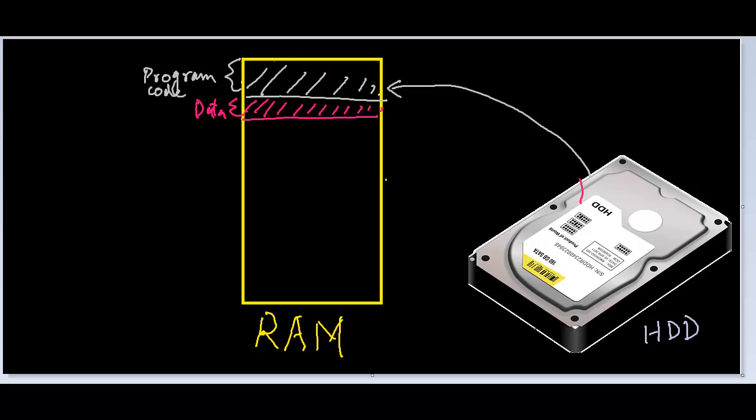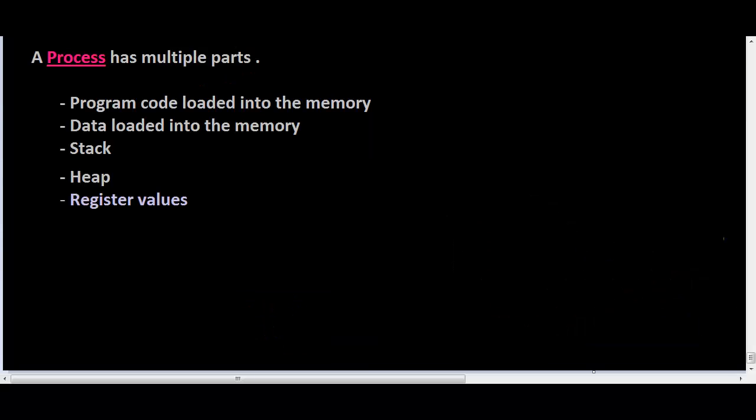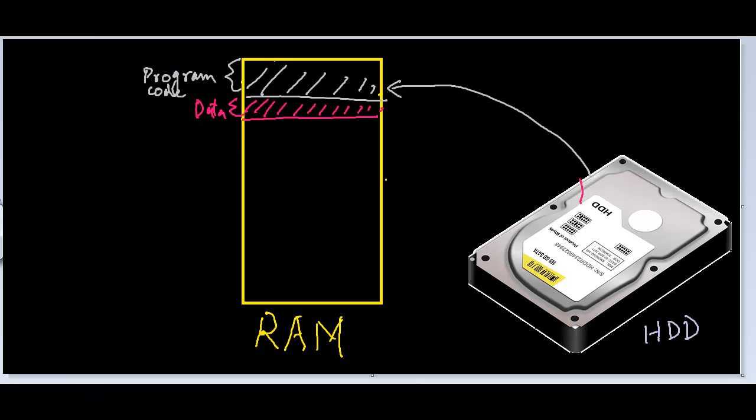In fact, what runs on the computer system is just not the program code. It is much more than the program code. It is called a process, and a process has multiple parts. The process is made up of many parts, including the program code, the data that this program code is going to work upon, the stack data structure. A process needs a stack data structure, so some space in the memory is going to be reserved for the stack data structure.